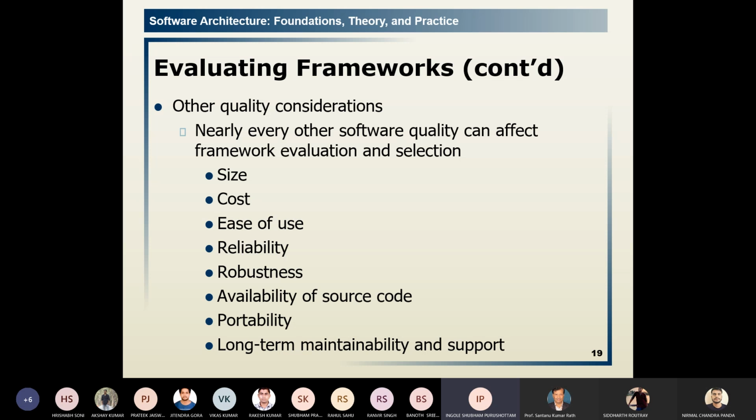Nearly every other software quality can affect framework evaluation and selection. So we have size of the framework, cost, ease of use, how easy it is to use the framework. We have reliability, robustness. Then the next is availability of source code. We have portability. And the last one is long-term maintainability and support. So how easy it is to maintain and support.